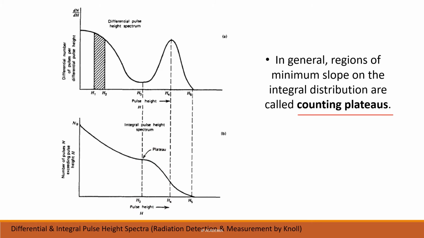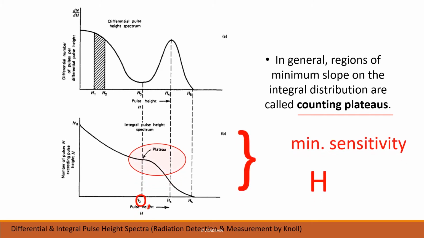In general, regions of minimum slope on the integral distribution are called counting plateaus. In this region, this is our counting plateau. We have here the H3 discrimination level. It is that operating point in which we achieve minimum sensitivity to the fluctuation of our discrimination level.